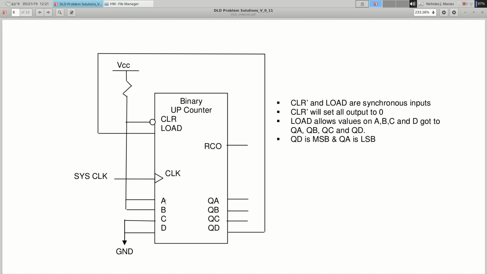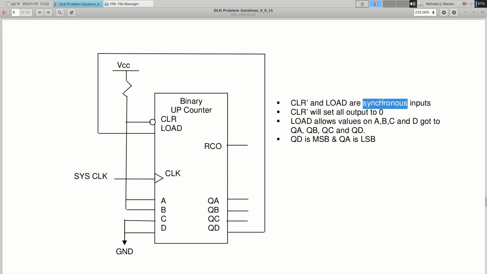So are we not paying attention to how it's wired? We're going to pay attention to how it's wired, but I just want to go through some of the details of this counter, because there's a lot of details. So there's notes over here. So this says clear quotation mark, right? Remember, a quotation mark is a way of saying clear bar, which is just a way to say this is a clear with a bubble in the front. Okay, so clear bar and load, and it says these are synchronous inputs.